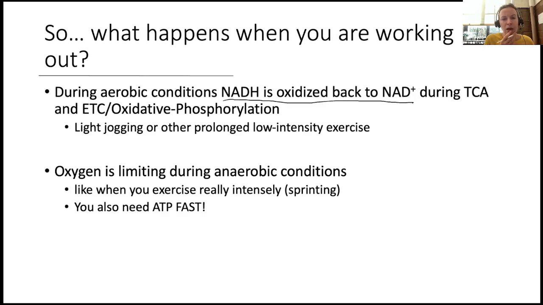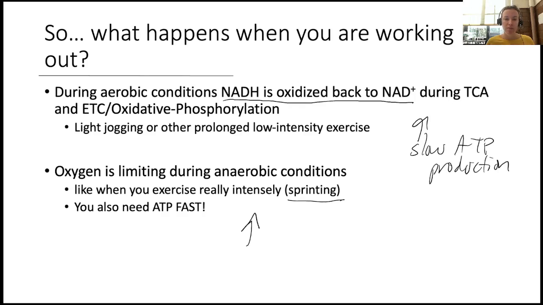So this is probably going to happen during some type of light exercise, like jogging or other types of low intensity workouts, walking. But what happens when we don't have access to oxygen, or if we need ATP really fast? Well, oxygen is going to be limited during anaerobic conditions. So think like sprinting, think maybe lifting in a way that becomes anaerobic. In these scenarios, we need ATP very fast. Aerobic metabolism is quite slow. So we won't do aerobic metabolism if we need a lot of ATP. We'll do anaerobic.